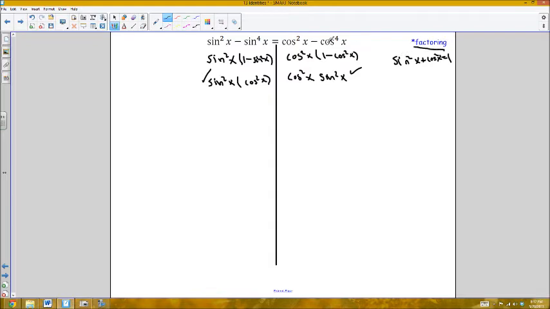So factoring is another tip that can sometimes help you, particularly if you have fractions and you want to reduce those fractions. You might be able to factor the numerator to get things to reduce.